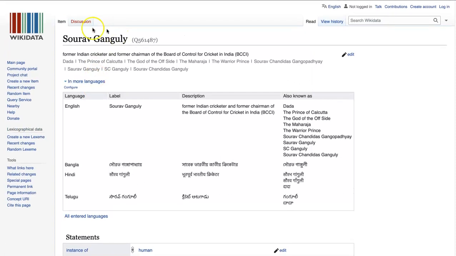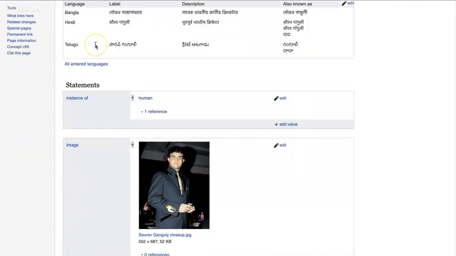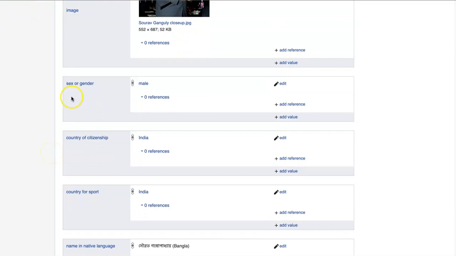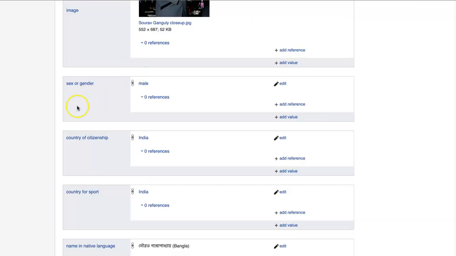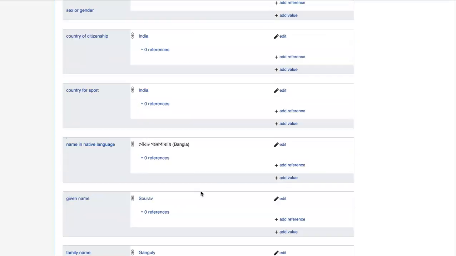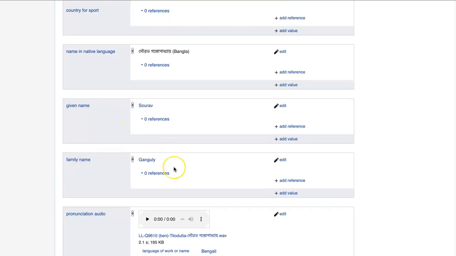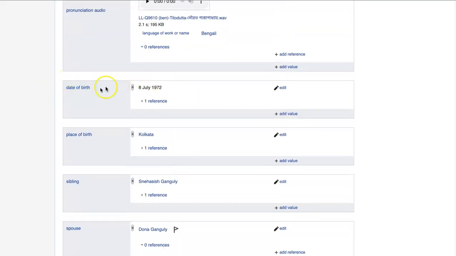Now if you look at this entity, there are different links. So Saurabh Ganguly, sex, male. Saurabh Ganguly, country of citizenship. Basically, these are the tuples, so these are the relations. Saurabh Ganguly, country of citizenship, India. Saurabh Ganguly, country for sports, India. These are the examples that I already showed you earlier, the kind of tuples that are extracted. So given name Saurabh, family name Ganguly, date of birth. These are the relations.